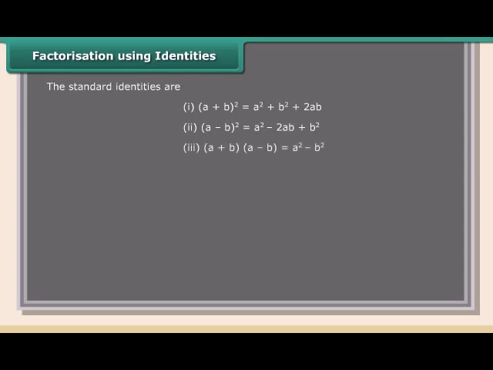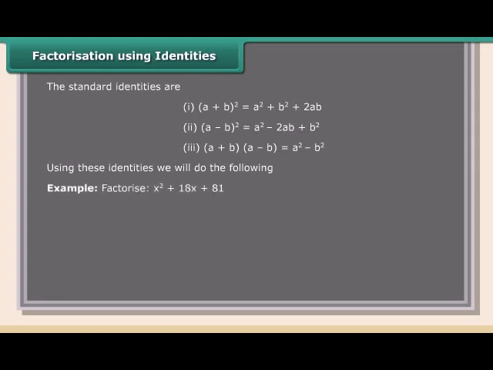Factorization using identities. The standard identities are: 1. A plus B whole square is equal to A square plus B square plus 2AB. 2. A minus B whole square is equal to A square minus 2AB plus B square. 3. A plus B into A minus B is equal to A square minus B square. Using these identities, we will do the following examples.